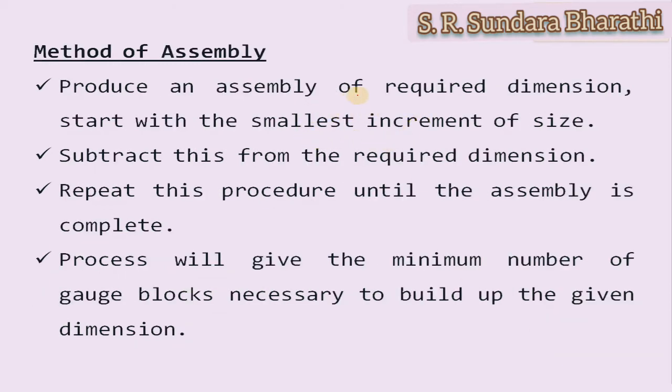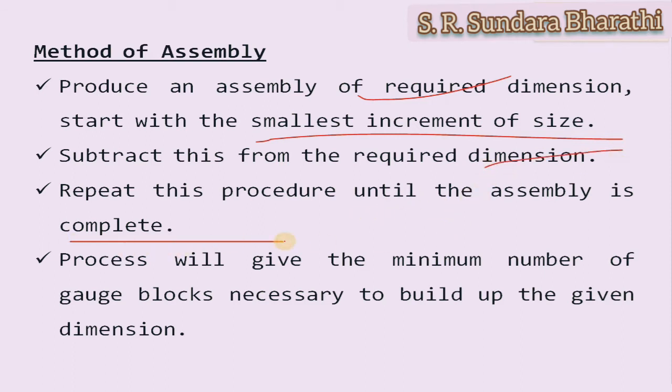What is the method of assembly? How to add them one by one? You have to follow the wringing principle. To produce an assembly of required dimensions, start with the smallest increment. Check what is the smallest increment of slip gauges available, and choose it. Subtract this from the required dimension. Repeat this procedure until the assembly is complete.